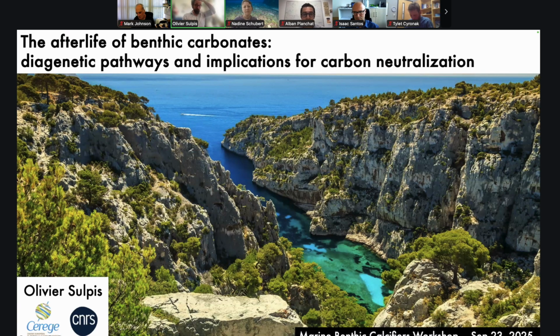And here on the screen, you can see pictures of the Calanque of Marseille, and it's related to my talk, which will try to convince everybody that all the benthic calcifiers that Tyler showed are also very important for the carbon cycle after they die. So I'm going to try to explain how we go from a healthy calcifying ecosystem to piles of limestones such as what we see on the screen here.